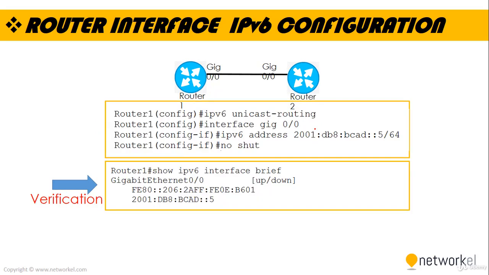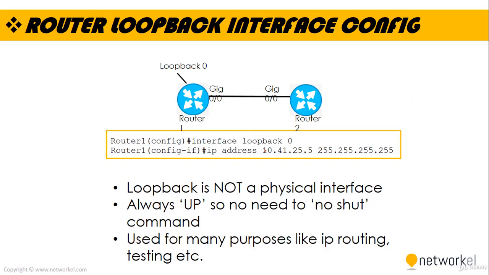Let's go ahead with the IP version 6 interface configuration. If you want to activate IP version 6 on a router, firstly, we should enable it by typing the ipv6 unicast-routing command. To configure an IP version 6 address on a router interface, we are getting into the interface mode, as you can see again, and typing the ipv6 address and the IPv6 address and the prefix length that we want to use. Then again, the no shut.